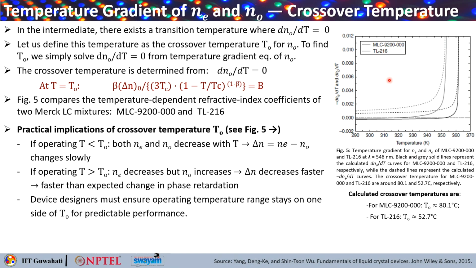Here you can clearly see the temperature gradient plotted for Ne and NO for these two materials. The black and gray solid lines represent the calculated ones, while the dashed lines are the ones calculated for D and E. The temperatures are in Kelvin. The crossover happens around 80 degrees and 52 degrees centigrade for these two, so that is where you can identify T0 for these two liquid crystals.